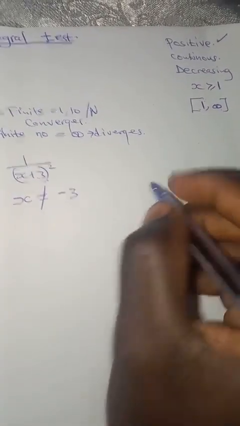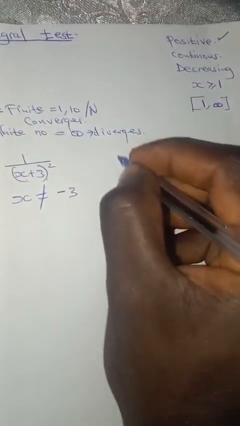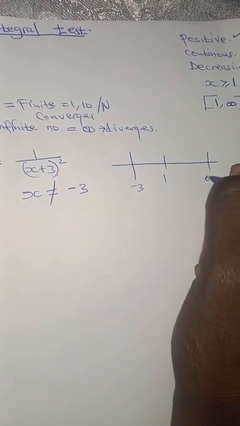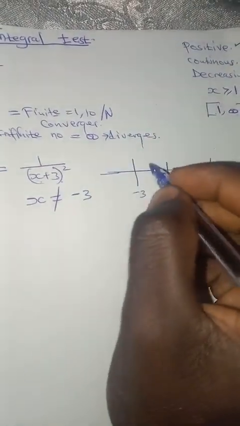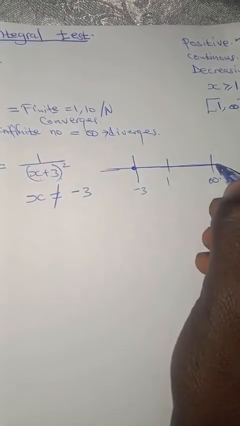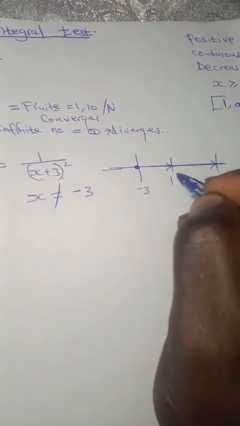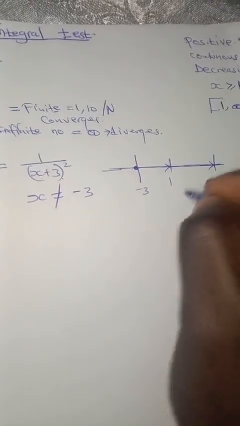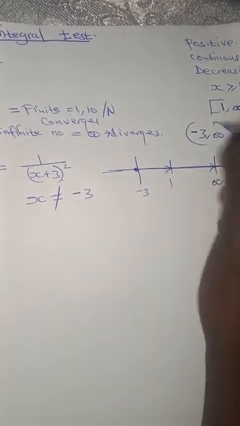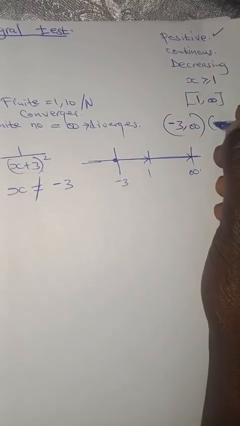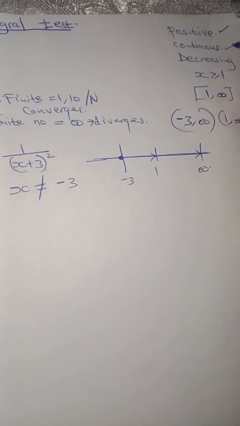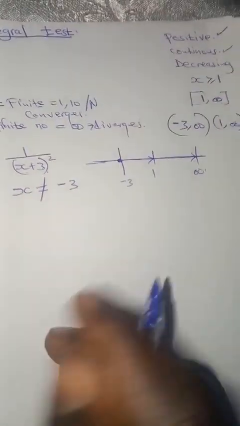Is it continuous? Let's say this is our interval: this is -3, this is 1, this is to infinity. Our function is not continuous at -3, but it is continuous from there to infinity. Since it is continuous between -3 and infinity, it is also continuous between the interval 1 and infinity. So it is continuous.